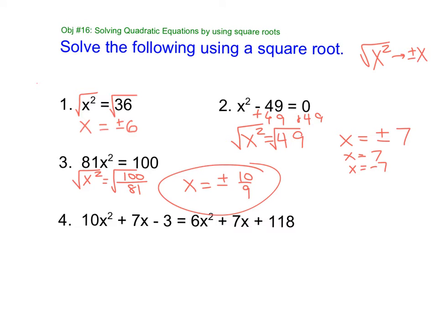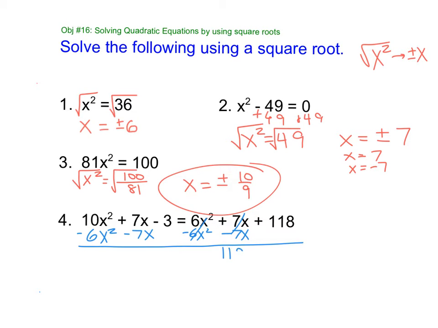All right, try this next one on your own. It is the hard one, but I have confidence. Get everything to one side of the equal sign. So I'm going to subtract 6x squared. I'm going to subtract 7x. Actually, I lied. I'm not going to move everything. I'm just going to move those.